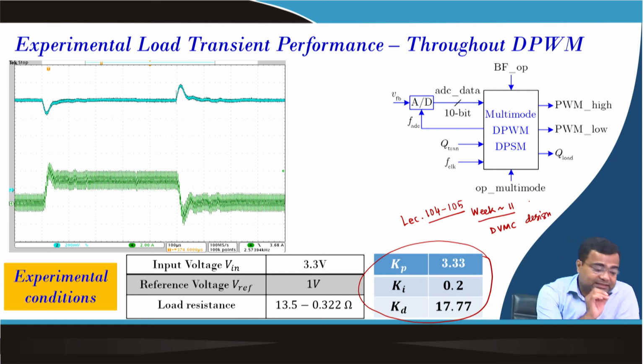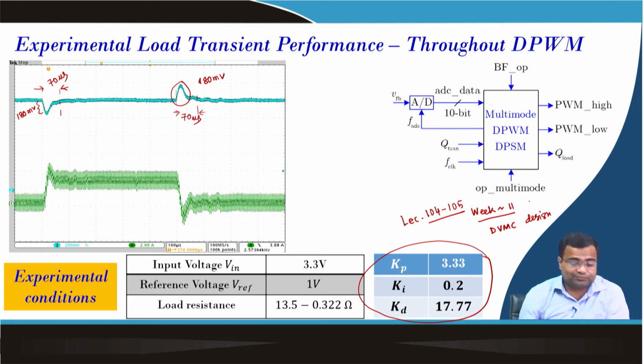So, this is the step-up transient, and you can see the undershoot here is roughly around 180 millivolt, and the overshoot is also around 180 millivolt, because it is a 200 millivolt scale, and for this transient time the scale is 100 microsecond. So, it is around 70 microsecond that we found, and here also if we take this transient time, we are getting around 70 microsecond.